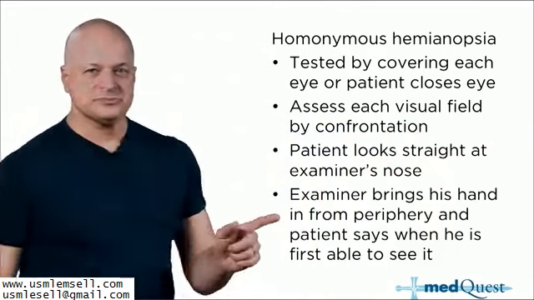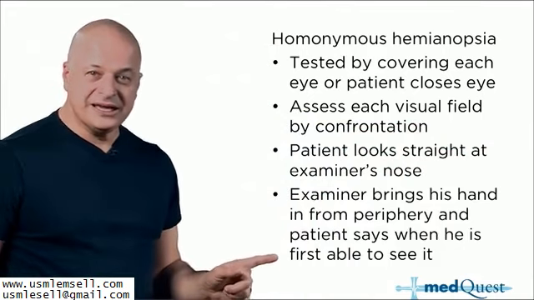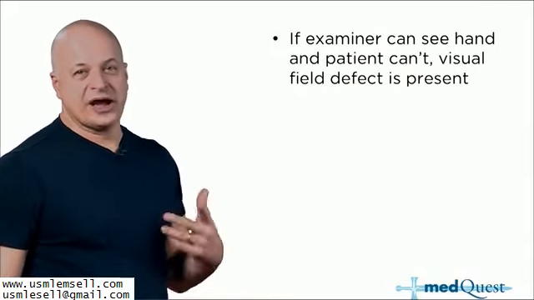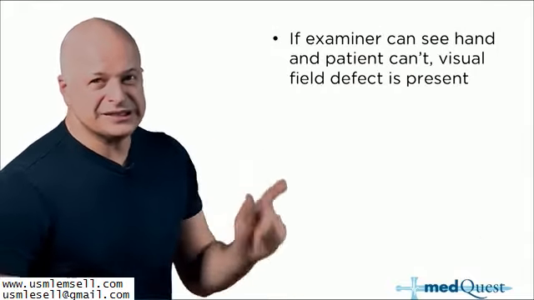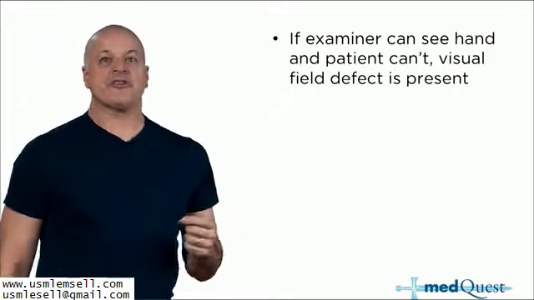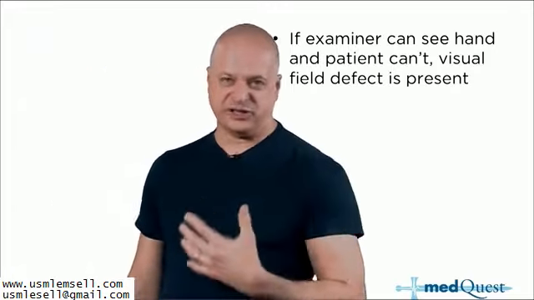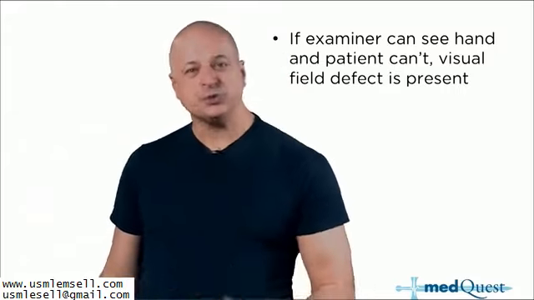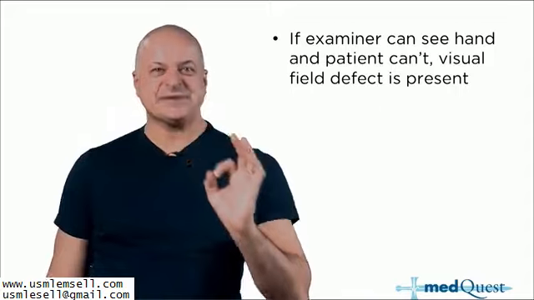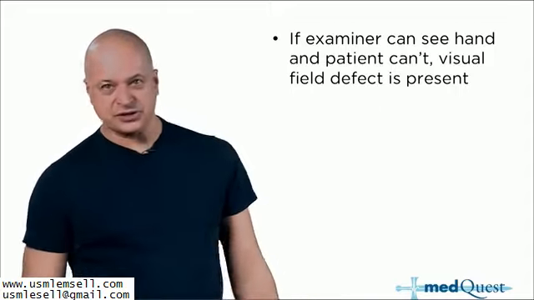That's one. And they bring their hand in from the periphery, and the patient says he's able to see it. Now you know how you test for this. So if you can see your hand and the patient can't, you've got a visual field defect. Now there is more formal visual field testing, but you can't do it at the bedside. You can't do it practically to be able to detect little itty bitty holes in the vision.